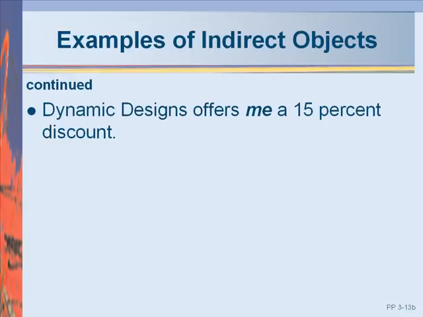Okay, let's find the subject. Dynamic designs. And what do they do? Offers. Offers what? A discount. So discount is a direct object. Offers a discount to whom? To me. So me is the indirect object.